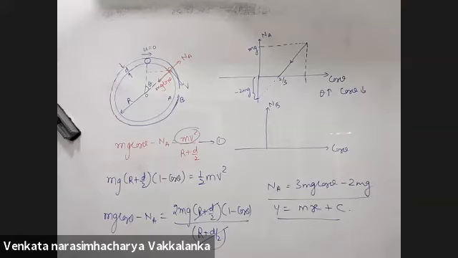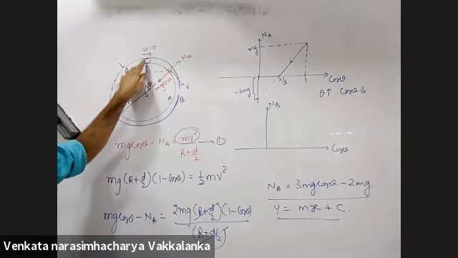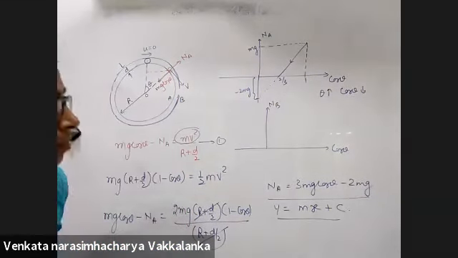Sir, the graph starts from the rightmost point, right? Okay. When theta is 0, cos theta is 1. From here the graph is starting. At cos theta equal to 2 by 3, Na becomes 0, something that we already knew.